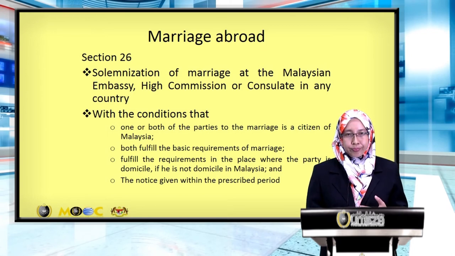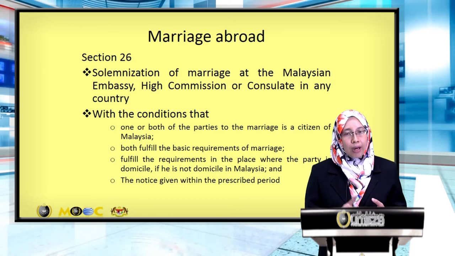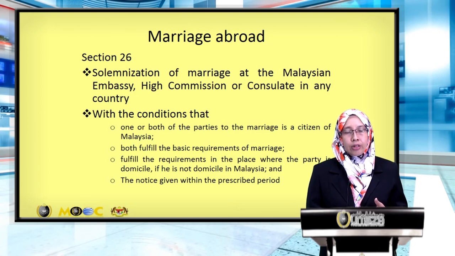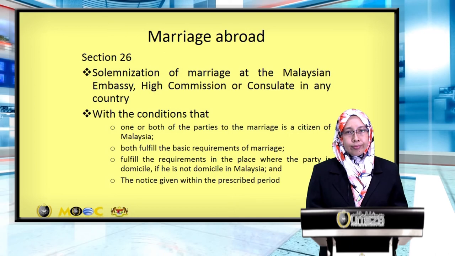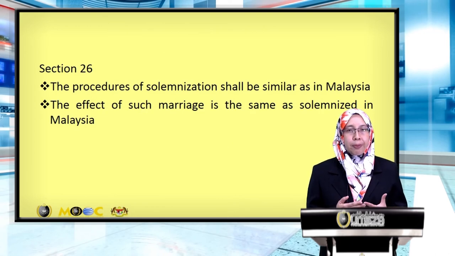If either party is not domiciled in Malaysia, the proposed marriage will be regarded as valid in the country where such party is domiciled, and notice must be given at least 21 days before the marriage is intended to be solemnized. And for the procedural part, the same procedure will be applicable for them. However, only the place is different. So any other requirements stated in the previous discussion will also be applicable for those who intend to solemnize the marriage by way of marriage abroad.